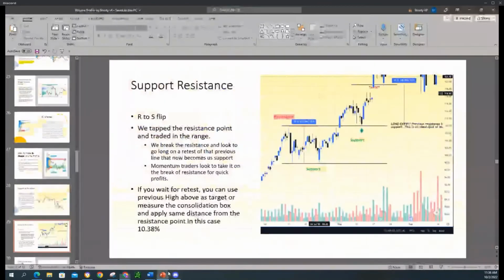And that's what I'm trying to explain in this chart, along with the flip of resistance to support. So R to S flip here. There's resistance, you broke above it, support, target's there. Does this make sense? Yep.